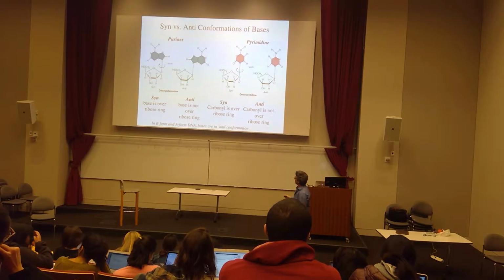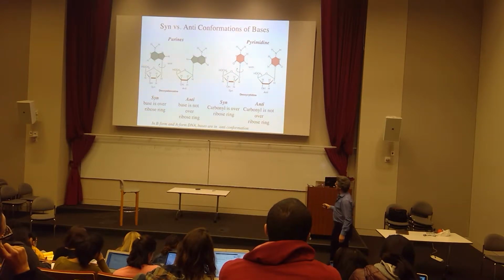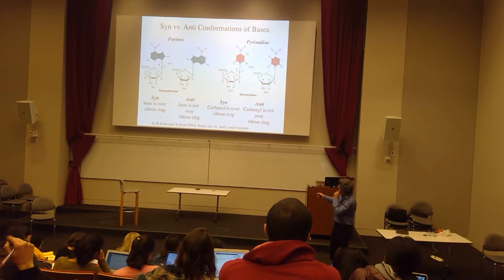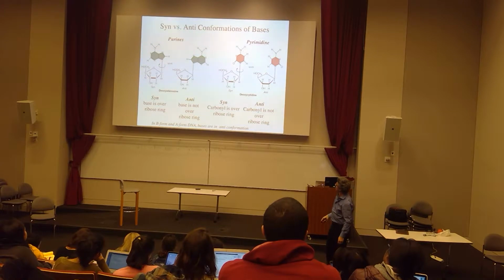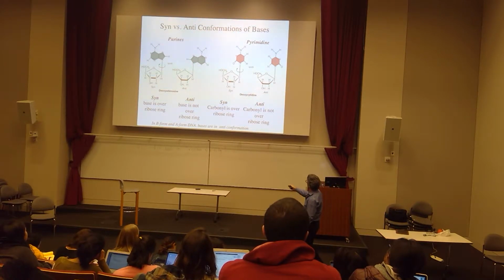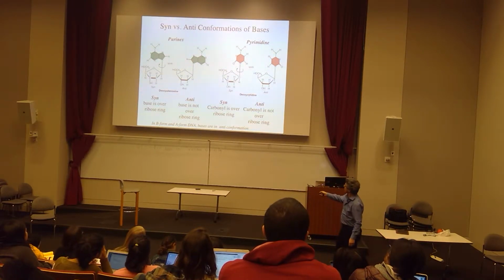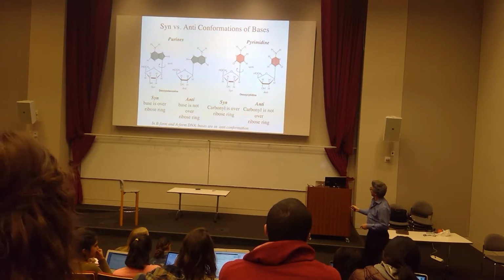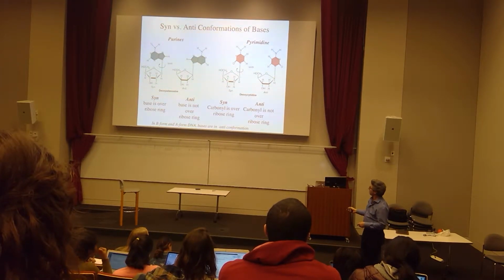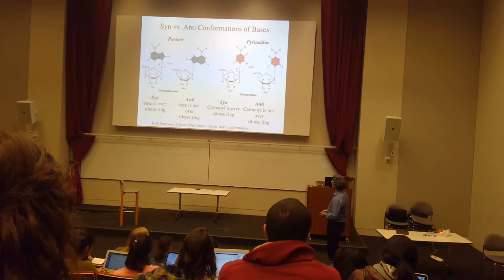These form two different types of conformers, the syn and the anti. Here's our motion around that glycosidic linkage from the ribose carbon to the heterocycle nitrogen, the base nitrogen. In the case of the purines, you can swing the bulk of the purine heterocycle over the ribose. That's the syn conformer. Or you can swing it away, and that's the anti.